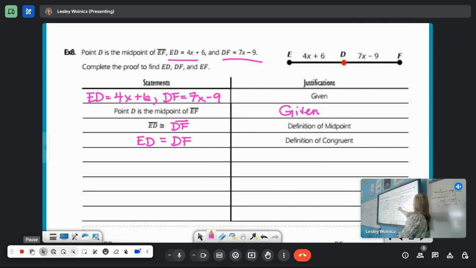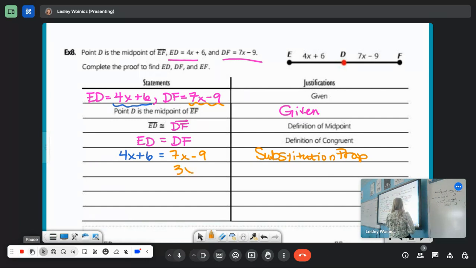Okay, if only I had algebraic expressions for ED and DF. Oh wait, we do. It's our givens. Here's ED. Here's DF. What allows us to replace those? Starts with an S. Yes. Okay. Now what? Where do I want my x's? Okay, can we move them over there? So subtracting 4x from both sides gives me 3x minus 9 equals 6. What allows me to subtract 4x from both sides? Yep.